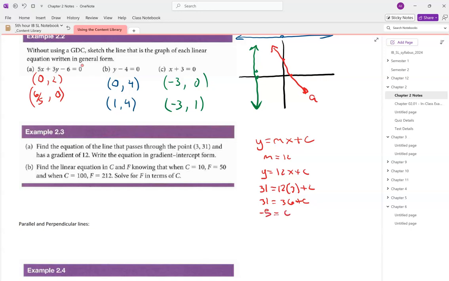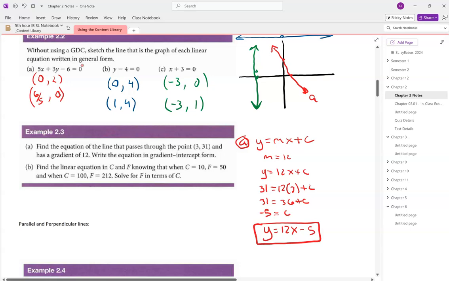So then I can solve for c, and now I just rewrite, there's my answer. Does that feel okay? Hopefully this feels pretty familiar.